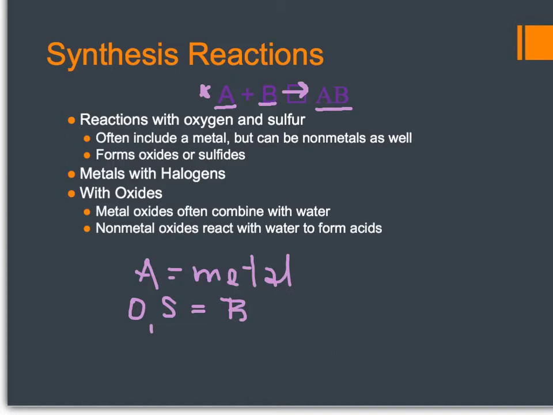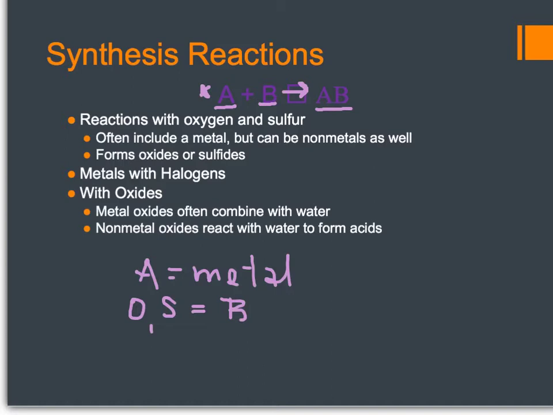When that happens, you get a metal oxide or a metal sulfide as your product, right? A metal plus oxygen would be a metal oxide. Metal plus sulfide would be a metal sulfide. You could have a metal reacting with halogens, in which case you would have something like a metal chloride or metal fluoride. And you can have metals reacting with oxides themselves. So it might already be a compound that involves oxygen, like peroxide or something of that effect.